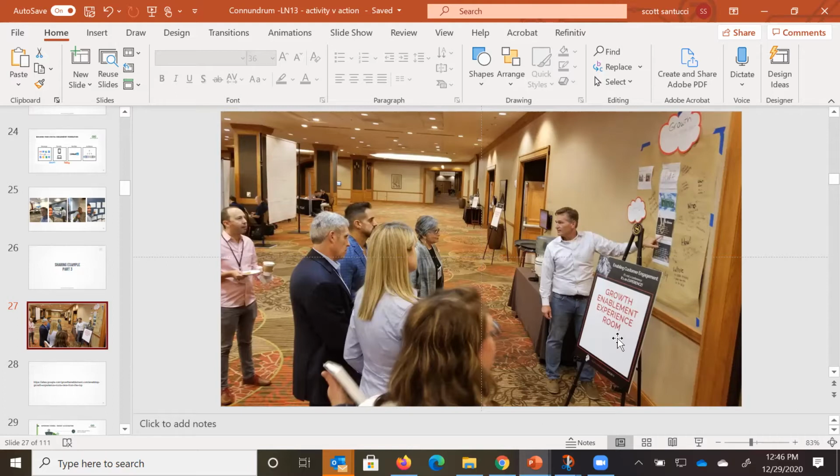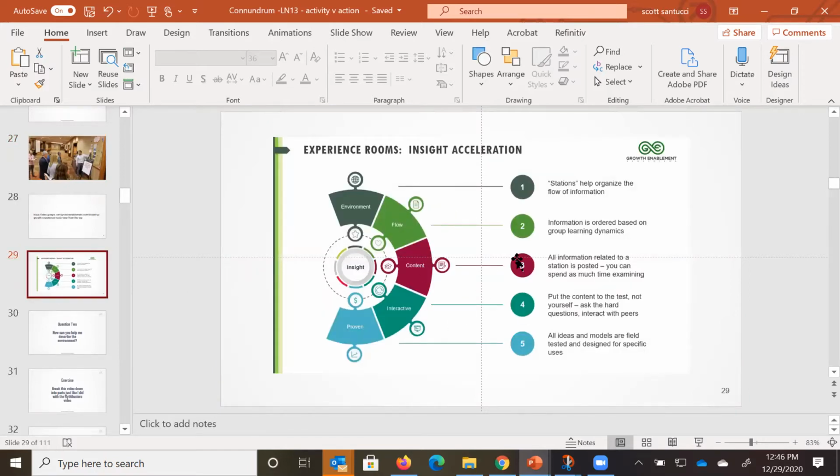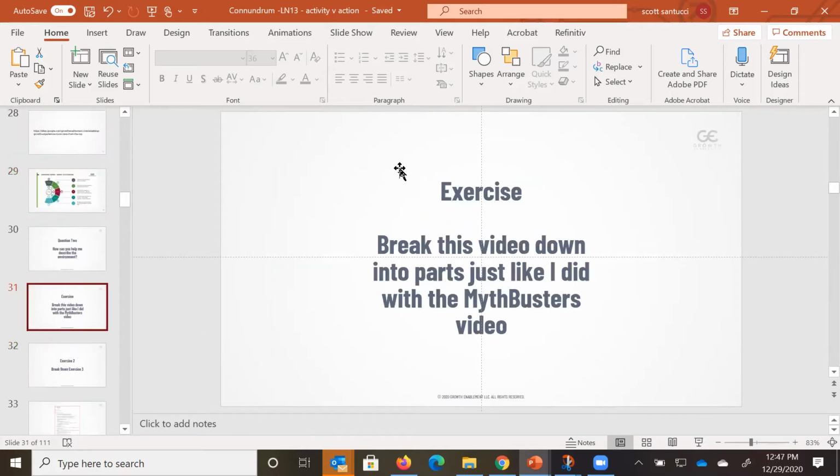Or for some of us, we have the experience in Townsend. Do you think the Townsend experience was set up similarly with this kind of structure? Or probably more structure, right? Since it was paid for. So these are the things that we need to observe. And so that's our exercise.